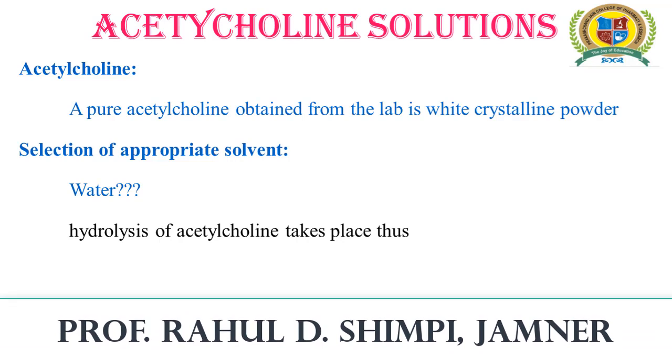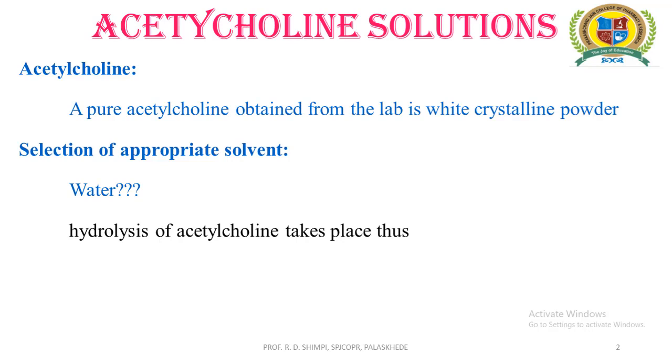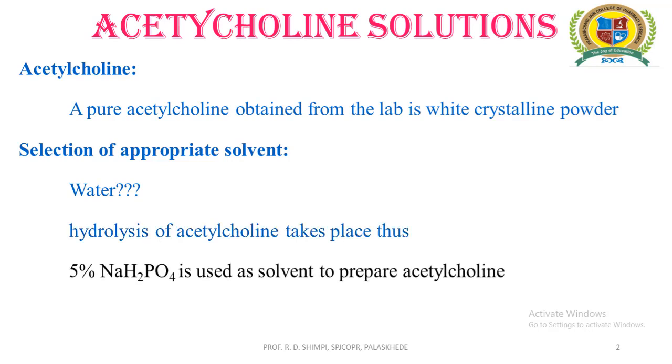Means what? As soon as hydrolysis in water takes place, acetic acid forms, and acetic acid results in a change in the pH. So the pH of the solution is going to decrease. But when it is prepared by using 5% sodium dihydrogen phosphate, it will not allow the acetic acid to form. It will not allow the acetylcholine solution to change its pH. Means it prevents the hydrolysis of acetylcholine into acetic acid and choline. And that is the reason why, instead of water, acetylcholine is prepared in 5% sodium dihydrogen phosphate.